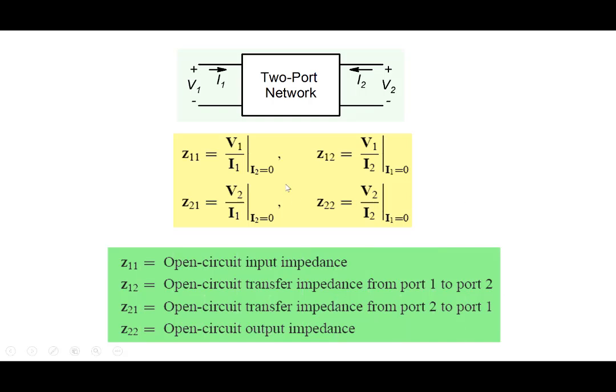All right, so we have names for these. Z11 is called the input impedance. We said this is an input port and this is an output port. So V1 by I1 is the input impedance with the output open circuit, so the open circuit input impedance. Z22 from this side is V2 by I2 with the input open circuit, so we call it the open circuit output impedance. And then we have the transfer impedances, which are Z12 and Z21.